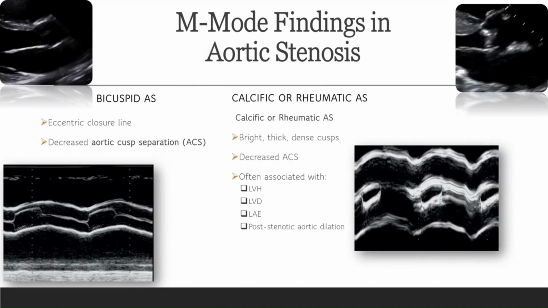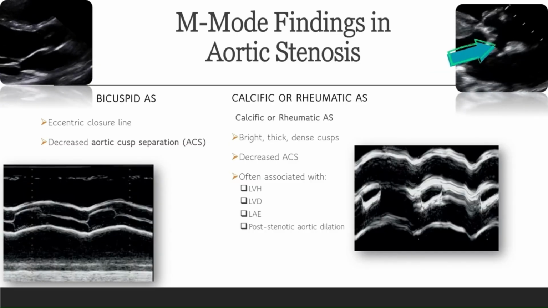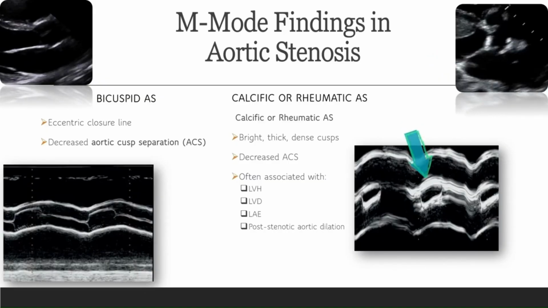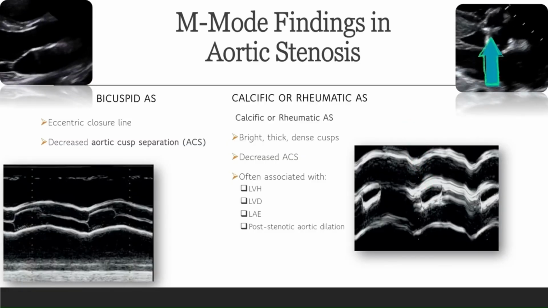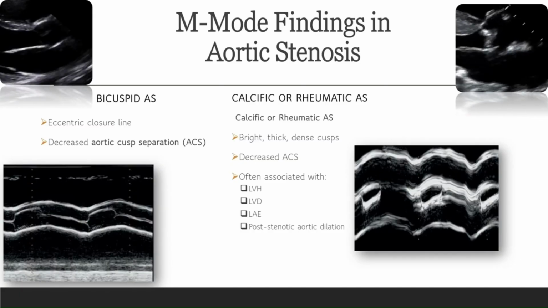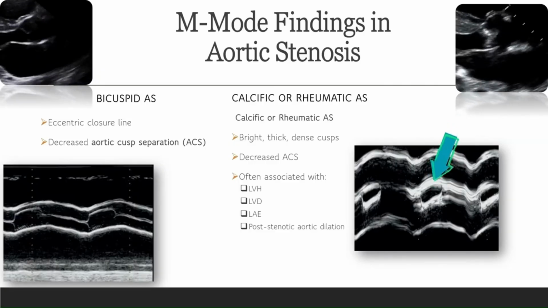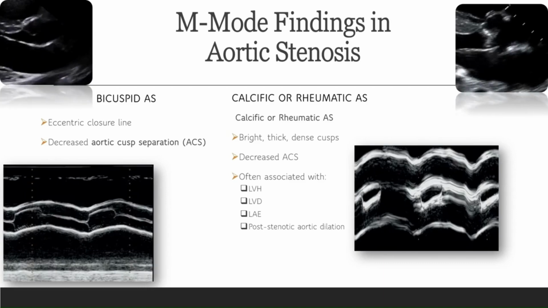Now, compare that to the calcific or rheumatic aortic stenosis. If you focus on the cusps here, you'll notice they look thick, bright, and dense, which indicates calcification or fibrosis. During systole, the cusps do not open fully, and the distance between them is much smaller. This is called decreased aortic cusp separation, or decreased ACS. As stenosis becomes more severe, the separation continues to decrease.